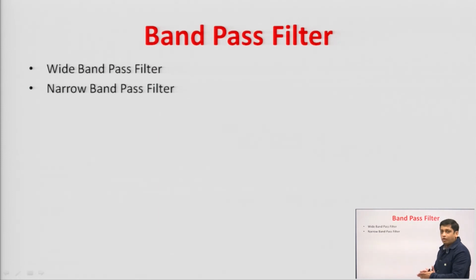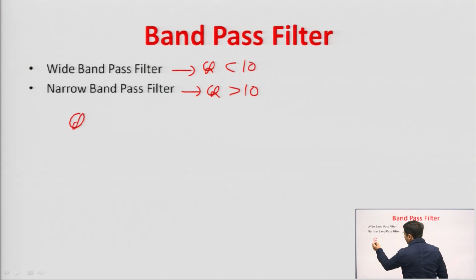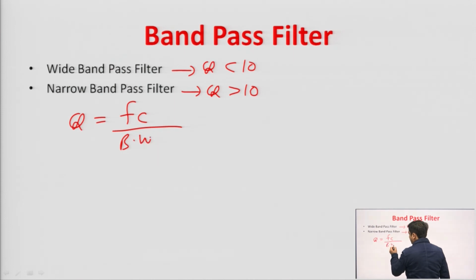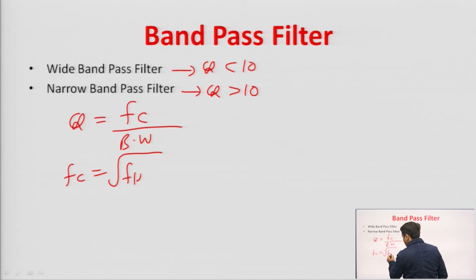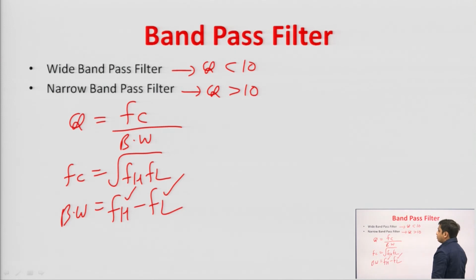I have already given the introduction of band pass filter in earlier classes. Band pass filters are of two types, wide band pass filter and narrow band pass filter. Wide band pass filter means Q is less than 10, narrow band pass filter means Q is greater than 10. Q is the quality factor and Q is defined as FC upon bandwidth, where FC is the center frequency. This FC is equal to under root FH into FL, and the bandwidth is defined as FH minus FL.